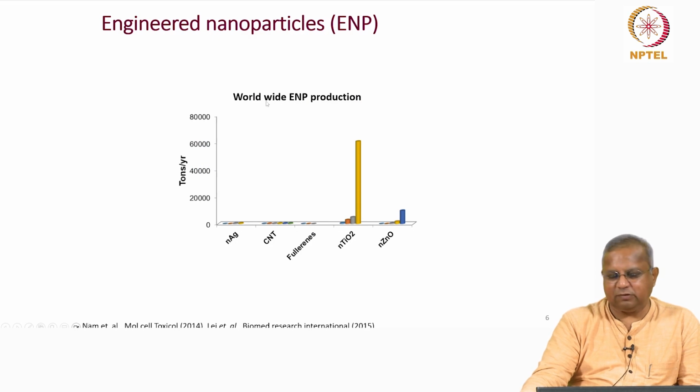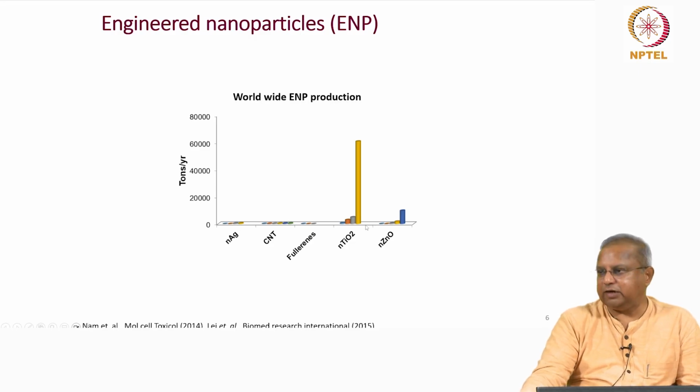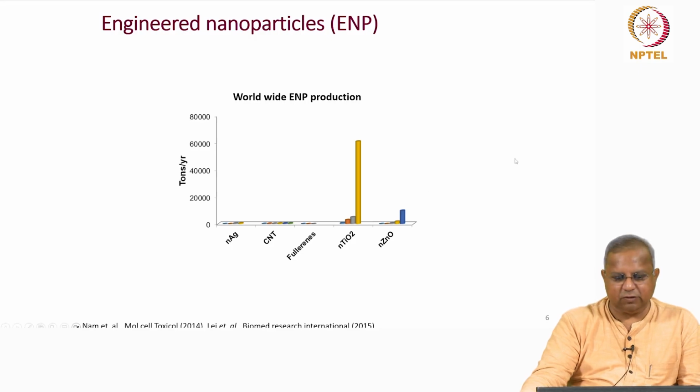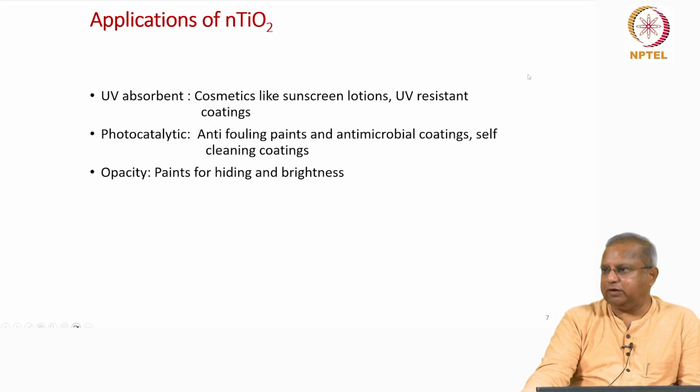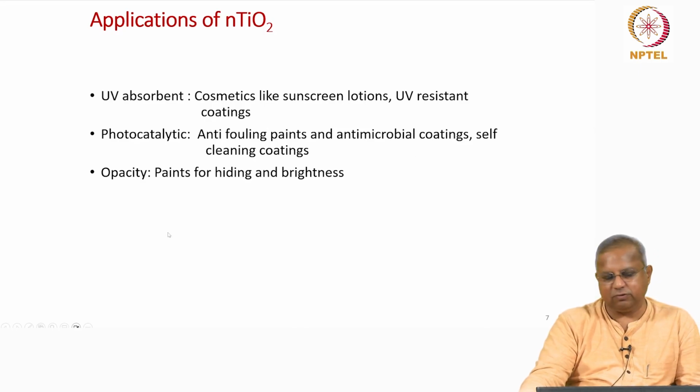Therefore, the one which was heavily used, this is 2015 data, and even now there is not much of a change, is titanium dioxide. Titanium dioxide nanoparticles are heavily used because they have UV absorbent characteristics. Therefore, cosmetics like sunscreen, lotions, UV resistant coatings and things like that have titanium dioxide. They are photocatalytic, and therefore anti-fouling paints, antimicrobial coatings and self-cleaning coatings have TiO2.